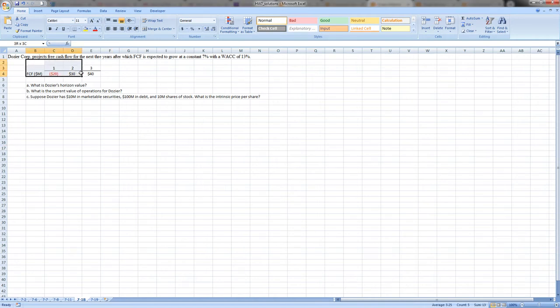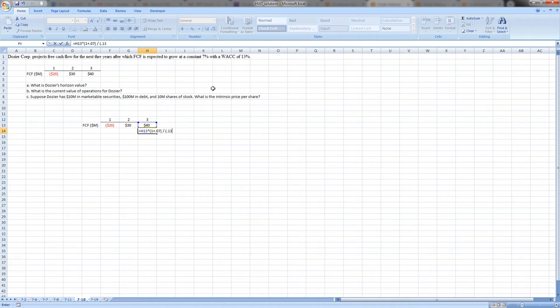So to make this easy, let's just copy and paste this down so we can have a little bit more room to work. So the first thing we need to do is figure out what is the horizon value beyond year 3. So that's equal to this $40 times 1 plus G, and G is 7%, divided by R minus G, which is 13% minus 7%.